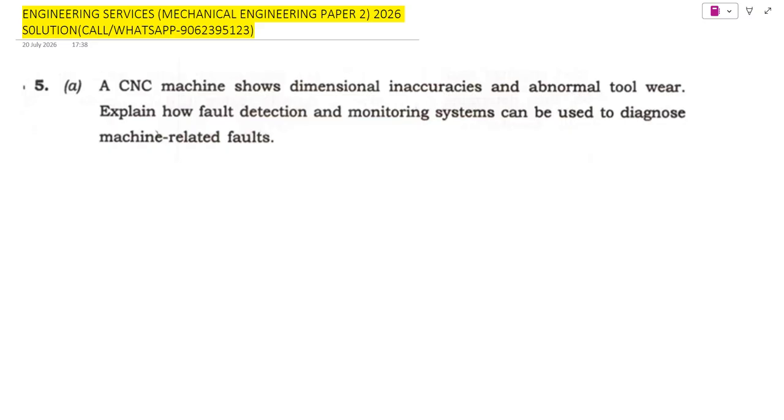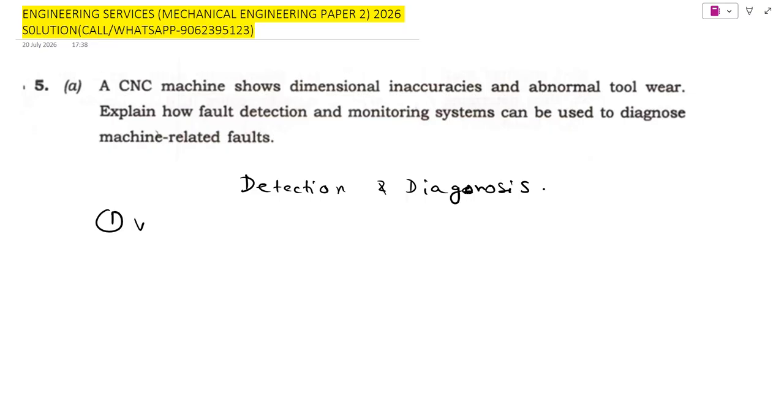Okay, and in the examination, always distinguish between detection and diagnosis. Detection tells us that a fault exists, and diagnosis tells us what the fault is and where it is located. And this distinction often earns extra marks. So remember that. Now, let us see how different monitoring systems help identify the specific faults.